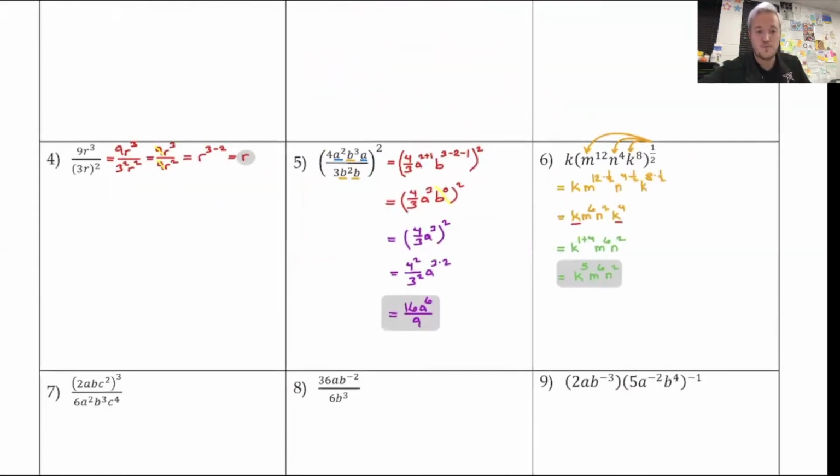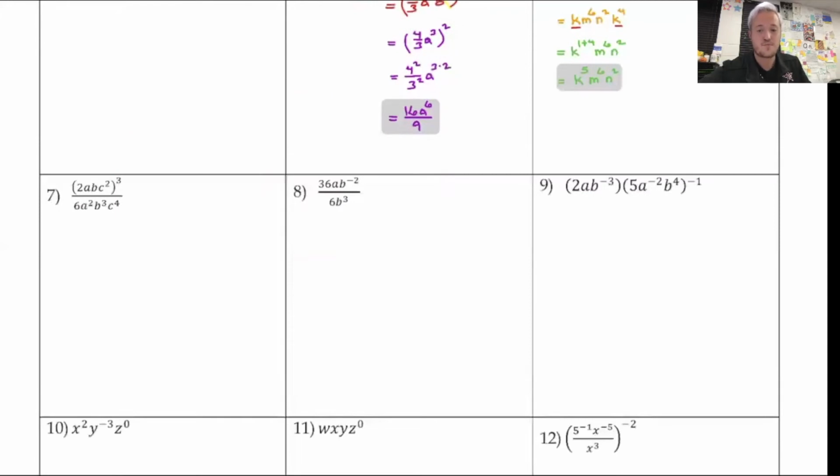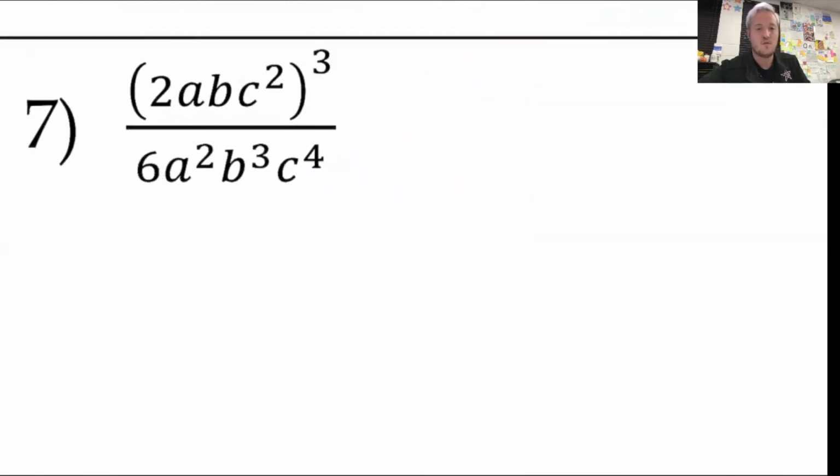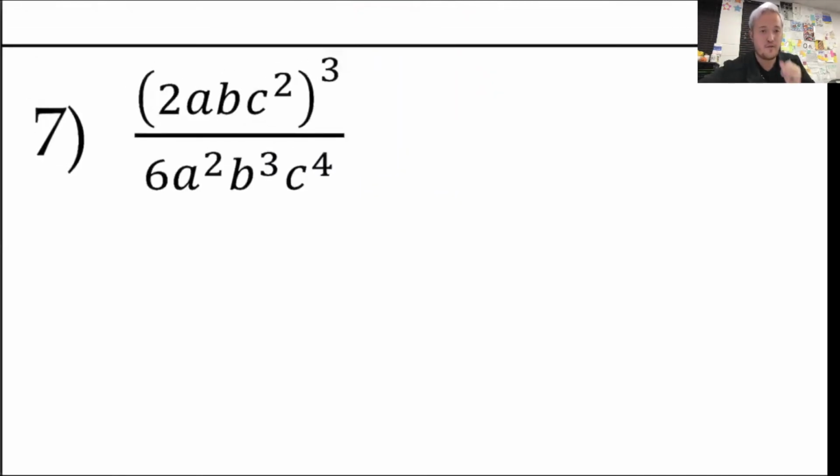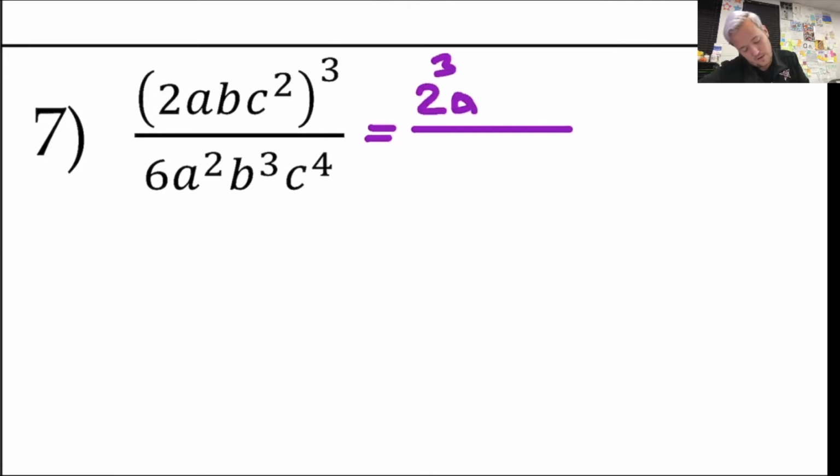All right, so moving on, number 7. If you notice in the numerator, we have power rule happening. So I'm going to simplify all of that first. So I'm going to have 2 cubed, A cubed, B cubed, and then C to the 2 times 3, which gives me 6, all over 6, A squared.